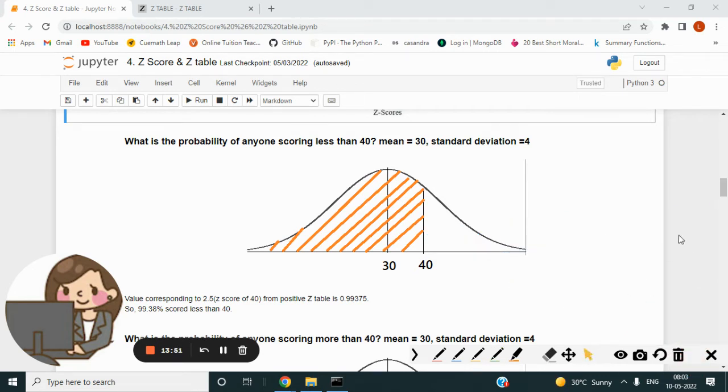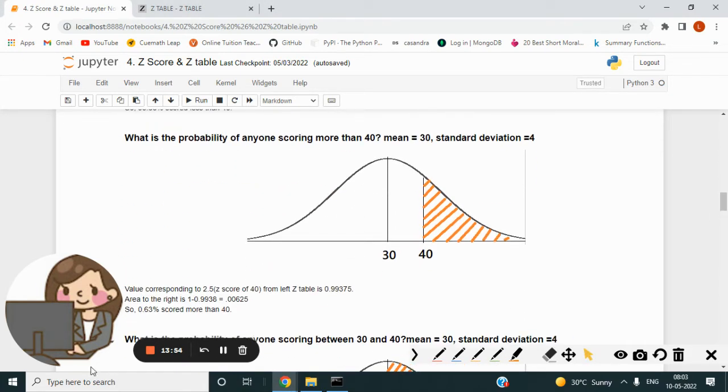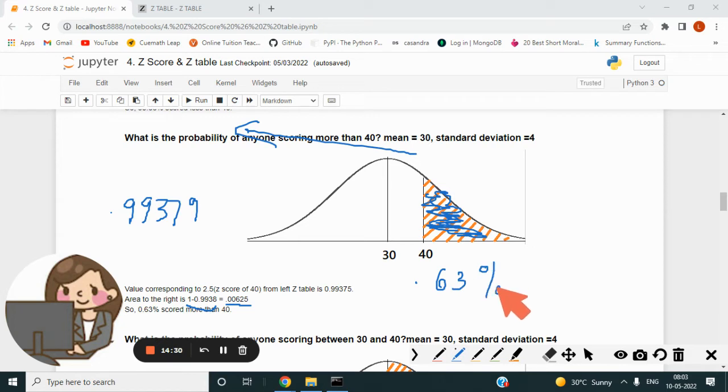Now let us see the next question. What is the probability of anyone scoring more than 40? Okay, anyone scoring more than 40 means we are interested in this area, right? So we know that from the left of the z table, the area is 0.99379 or something, right? So what will be this area? It will be 1 minus that value, right? So 1 minus that value, I got it as 0.00625. So 0.63 percentage of people only scored above 40 in this case.